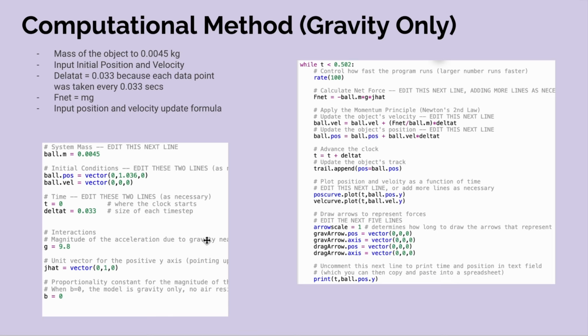I changed Fnet to be the formula of the weight force, which is negative times the mass of the object times acceleration due to gravity times j hat. I then inputted the position and velocity update formula into the code. And finally, I was able to run the code and collect the data.